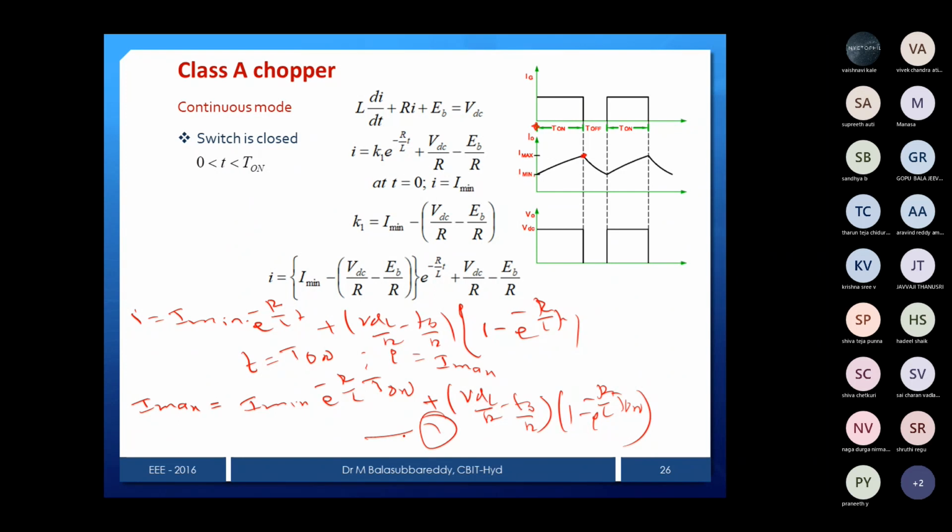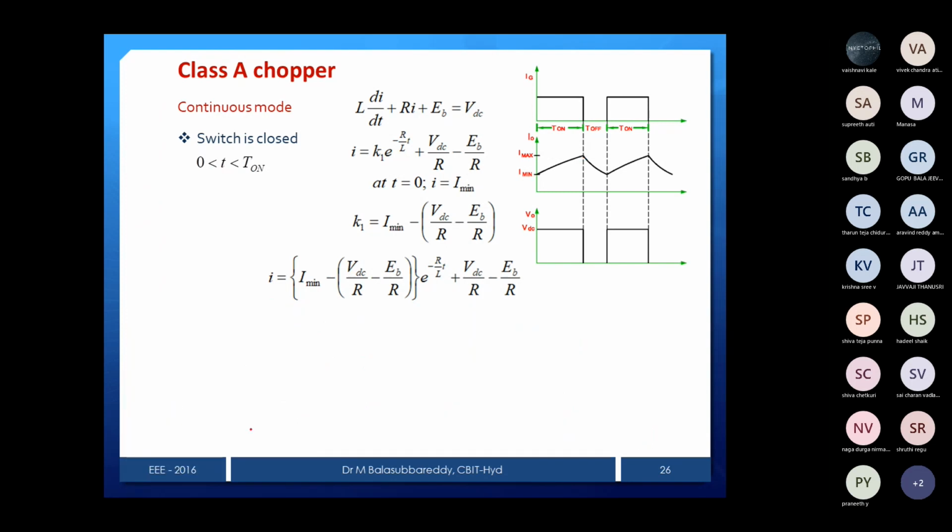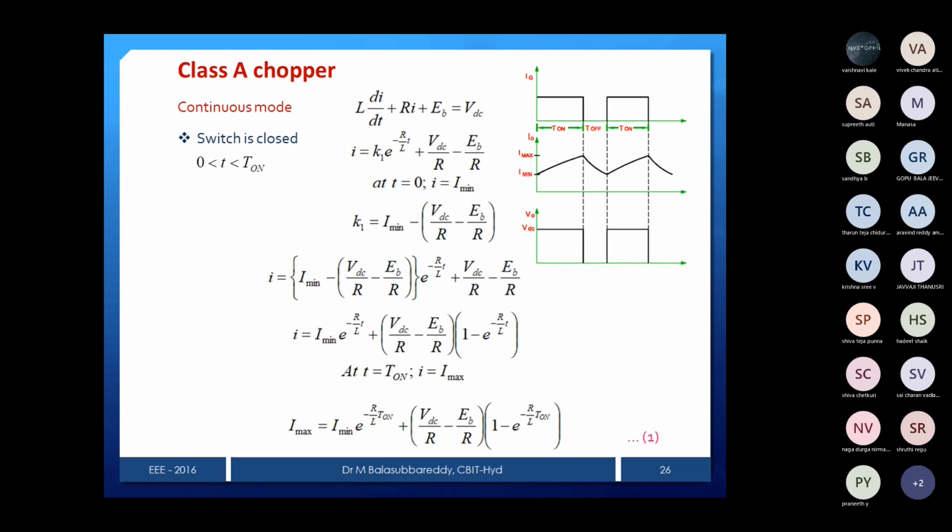I want the I minimum value and the I maximum value. For that, there are two unknowns, so you need two equations. One equation gives I max in terms of I minimum only. Again, you will get another equation in terms of I minimum and I maximum, and solving these two equations you will get the values of I minimum and I maximum. So I substituted the other initial condition, T equal to T on, I equal to I maximum, and you get equation 1.